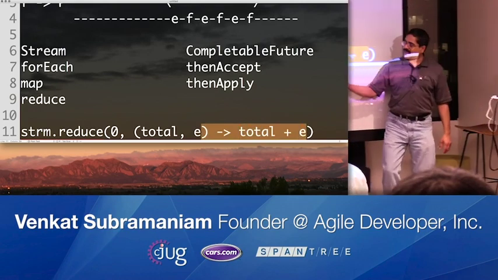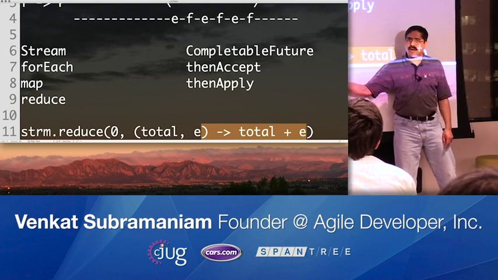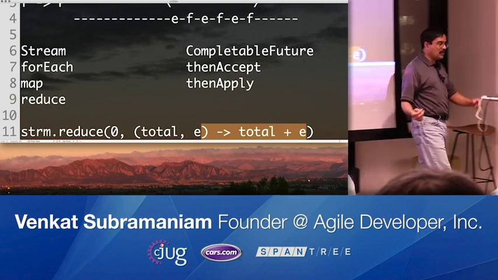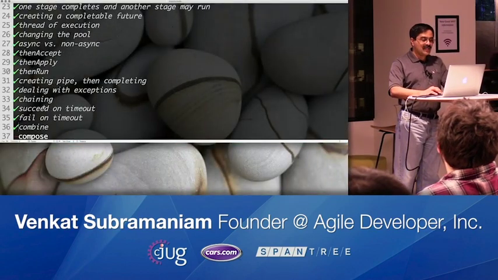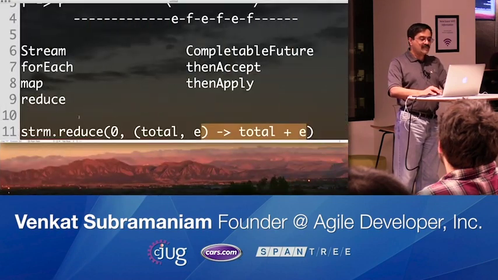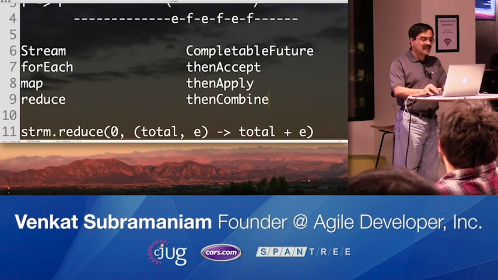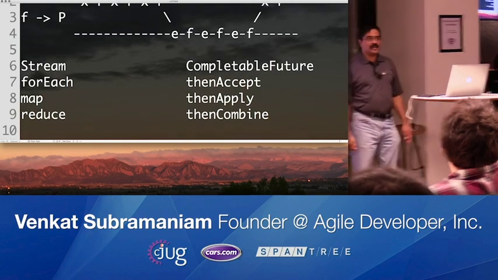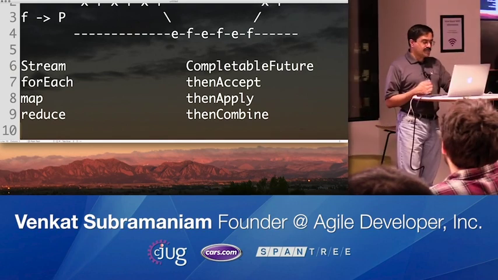So in other words, what does a reduce do? It combines the values. Now you know why this is called combine. So this is obviously combining the values, and this is then combine. So what does thenCombine do? thenCombine is going to combine two things together. So how do we use this?